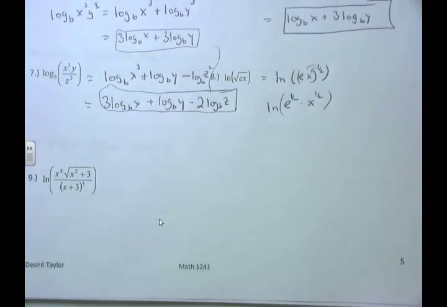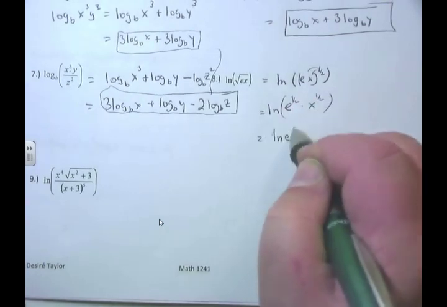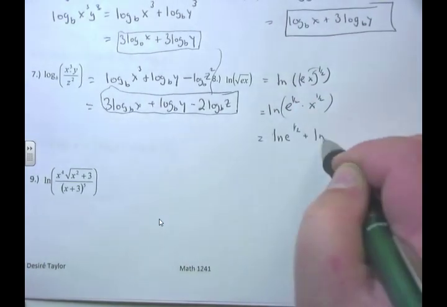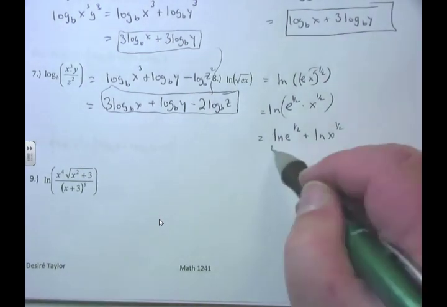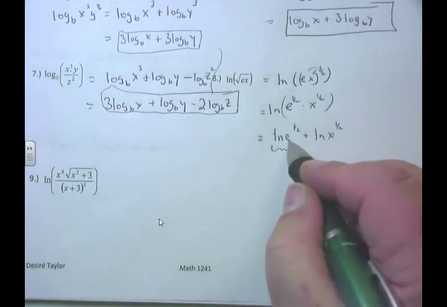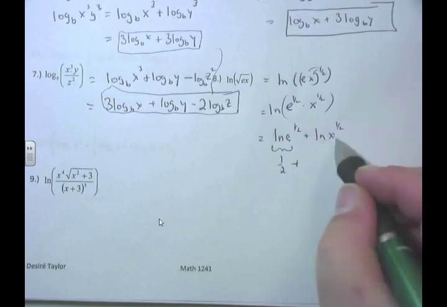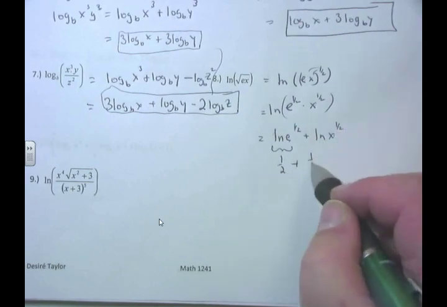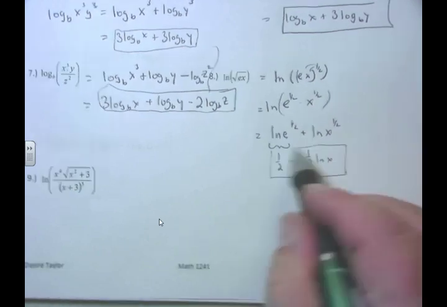But it's multiplication. What does multiplication turn into? Addition. So this is equal to the natural log of e to the 1/2 plus the natural log of x to the 1/2. What is the natural log of e to the 1/2 using my log properties? 1/2, because natural log and e end up canceling. That gives you 1/2, plus the natural log of x to the 1/2. The 1/2 pops out front. Natural log of x. There's my solution.